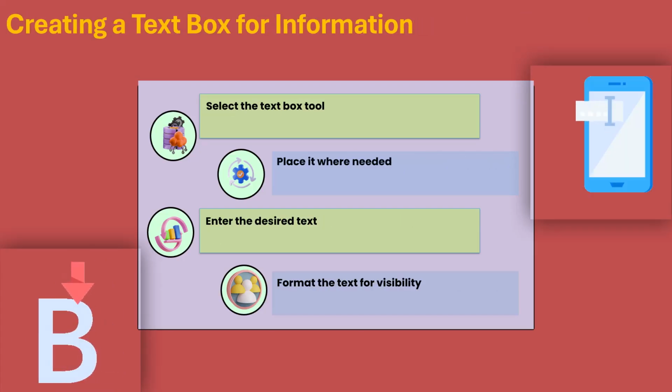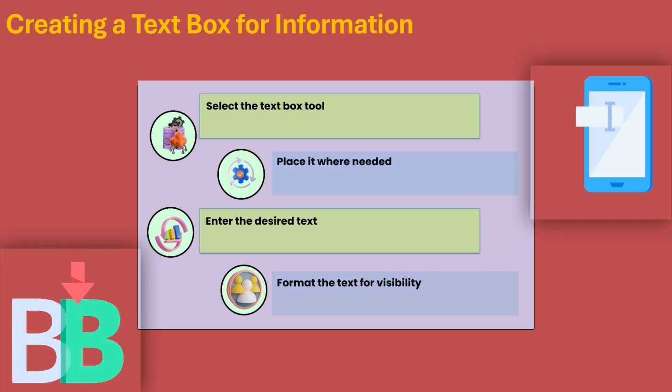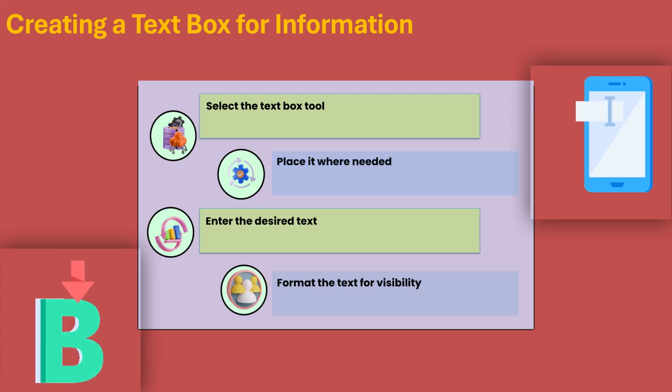All right, let's talk about text boxes. They're the foundation for presenting key information. First, you select the text box tool, simple enough. Then you position it strategically, ensuring it grabs attention. After that, type in your information, keep it concise and meaningful. Finally, formatting matters. Bold, color, and size adjustments can turn a plain text box into an engaging focal point.